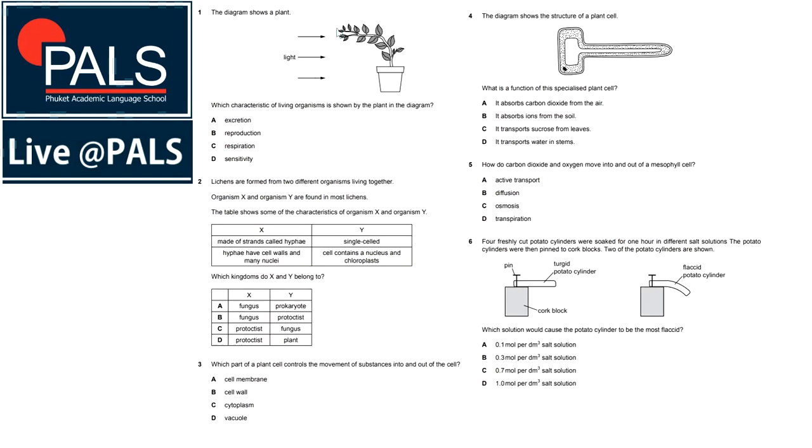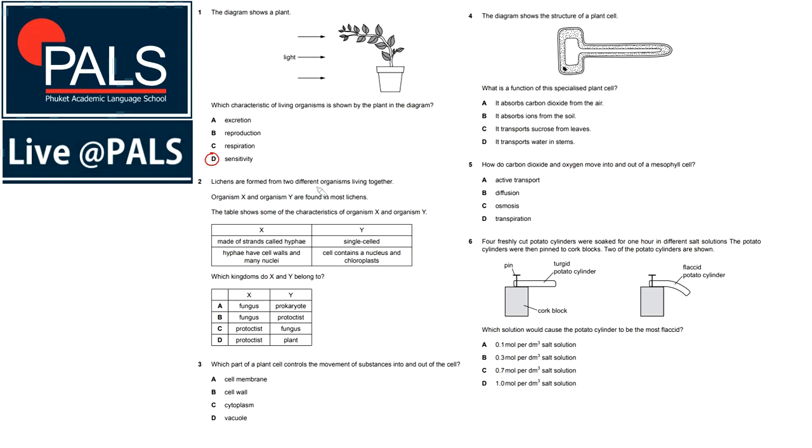So first question is about plants and light, as we can see. The plant is growing towards the light. Which characteristic of living organisms does this show? This is sensitivity. The plant responds to the light, it senses the light, can detect the light, and it responds to it, so this is sensitivity.